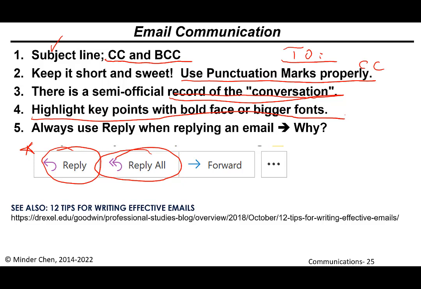So this number 3 and number 5 are kind of related. Here I include a list of 12 tips for writing effective email. That's it. This is the first half of this unit.